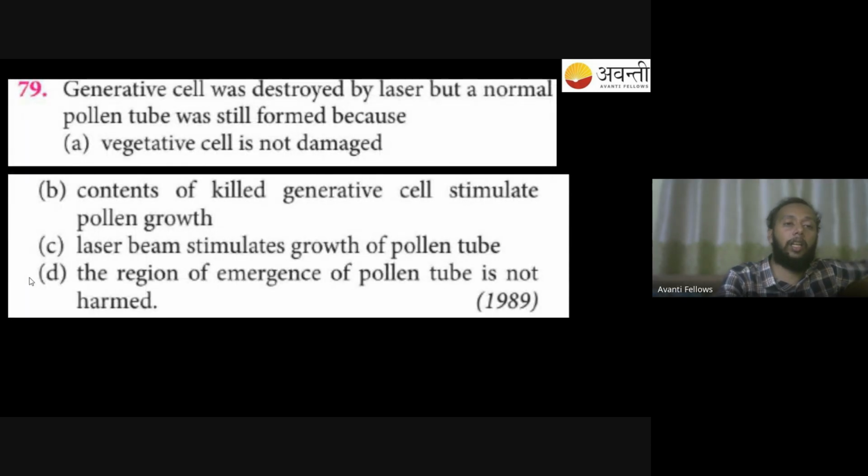Now look carefully at the question, everyone look carefully at this question. Generative cell was destroyed by a laser, but a normal pollen tube was still formed. Tell me how that happened. Read the statement carefully and try to answer. It's a very simple question actually. It's asked in a twisted way, but it is simple. Generative cell was destroyed by a laser, but a normal pollen tube was still formed because. You have A, B, C, D. Now tell me which can be the potential answer over here.